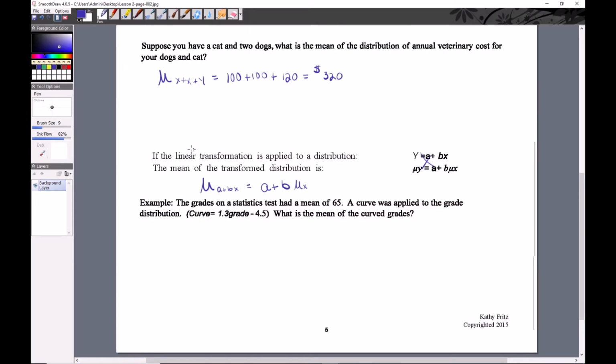So the grades on a statistics test had a mean of 65. A curve was applied to the grade distribution, and here's the curve. Well, there's b and there's a. All we have to do is put in the original mean, and we'll get what we want. So the mu that we'll get from this will be 1.3 times the mean, which is 65, plus, or I guess in this case it's minus 4.5, and that will give you 80. So what that's going to do is transform that mean to a whole new mean. See how that works? All right, so there's your notes for means.